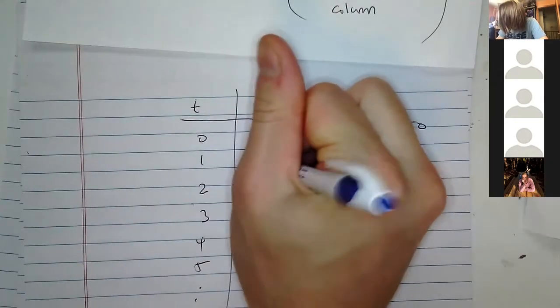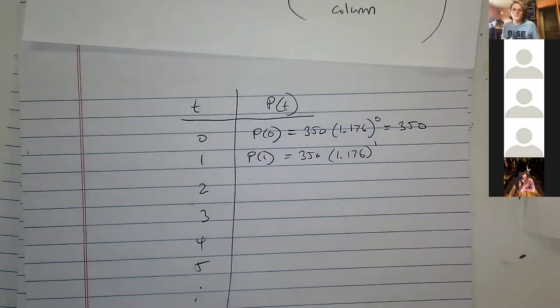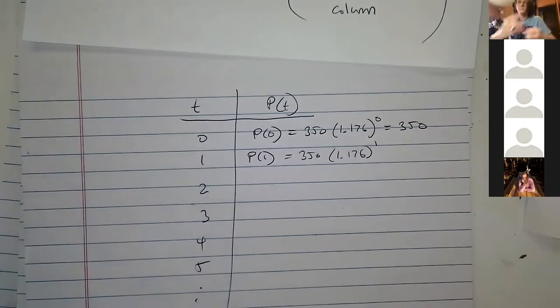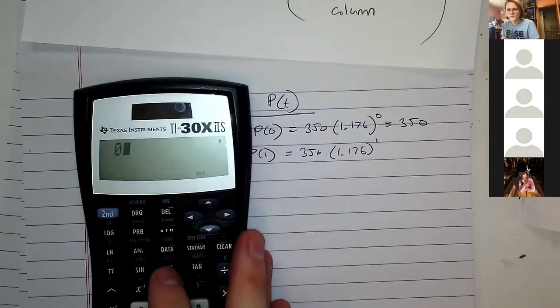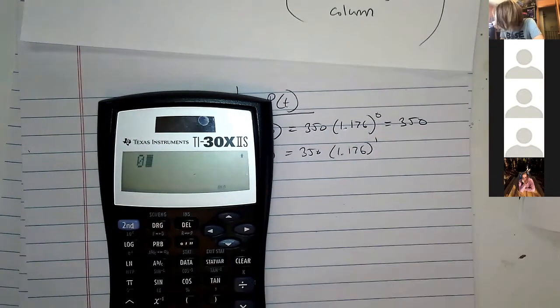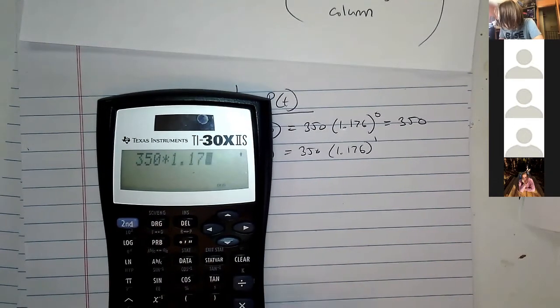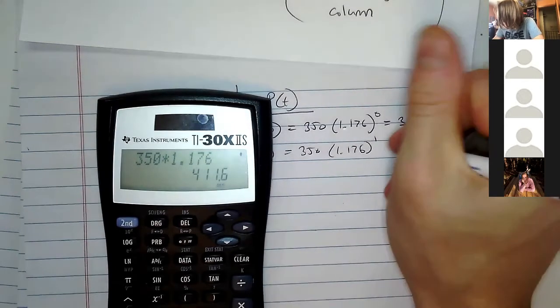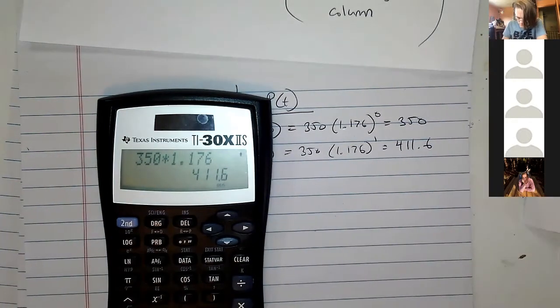So P of 1 is 350 times 1.176 to the 1. And that we'll need a calculator for. You can do this on your scientific calculator. I have an assortment of calculators apparently. Anything to 1 is itself, so I don't need to put that in. So it's just 350 times 1.176. And I get 411.6. So I got my calculator. It is, okay, good. All right, and then you keep going.